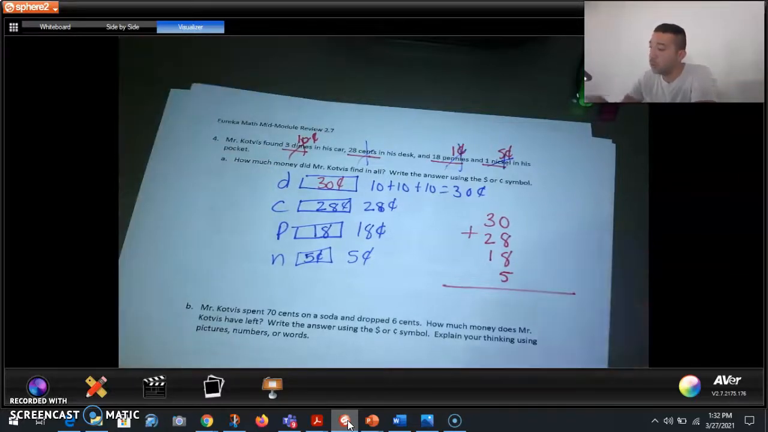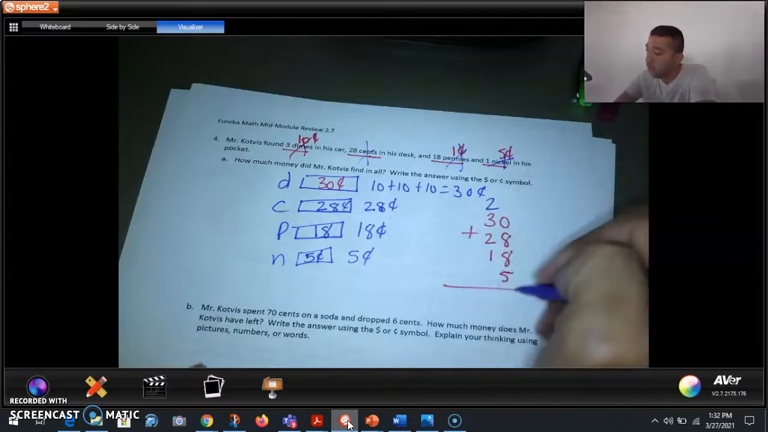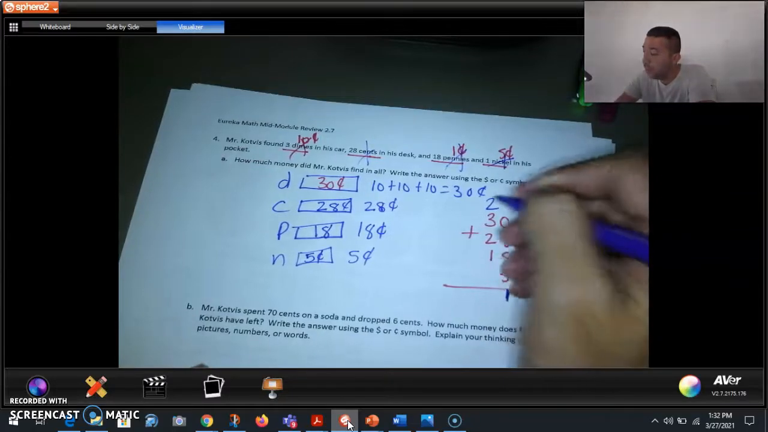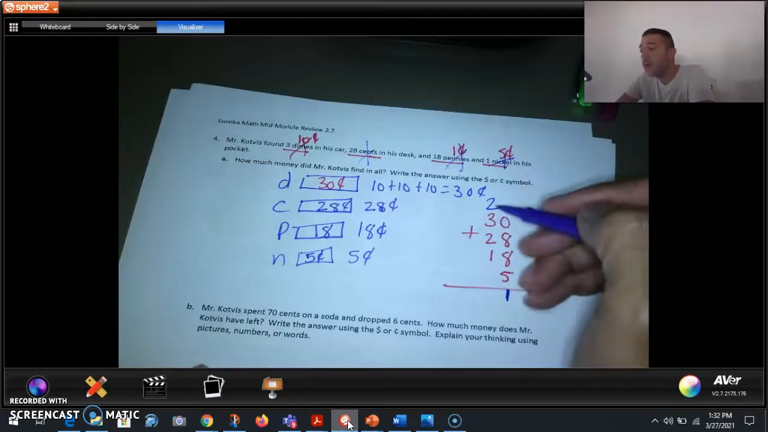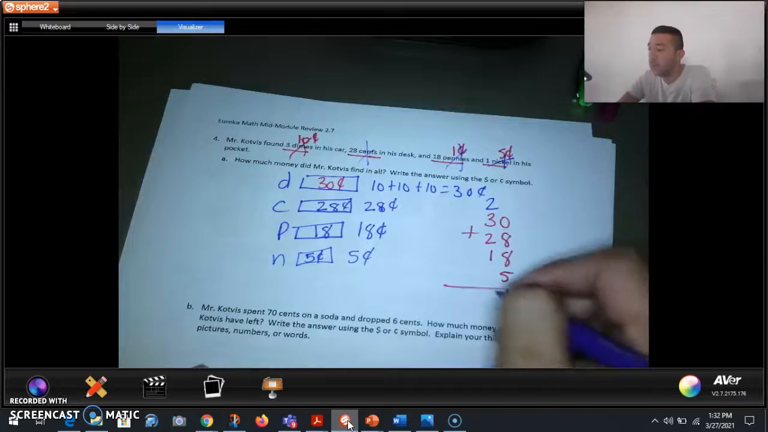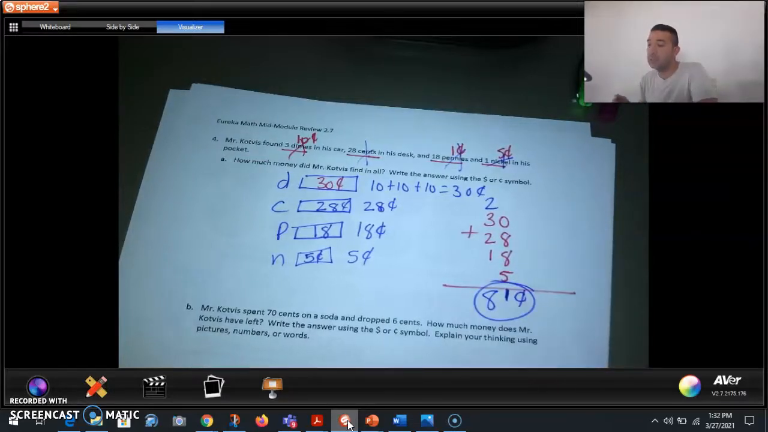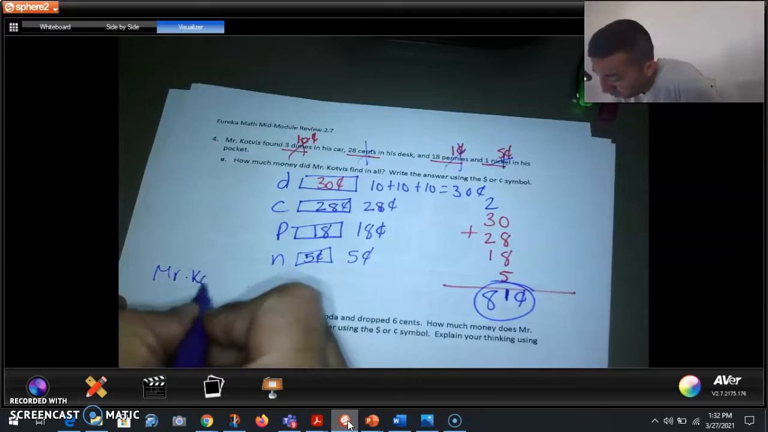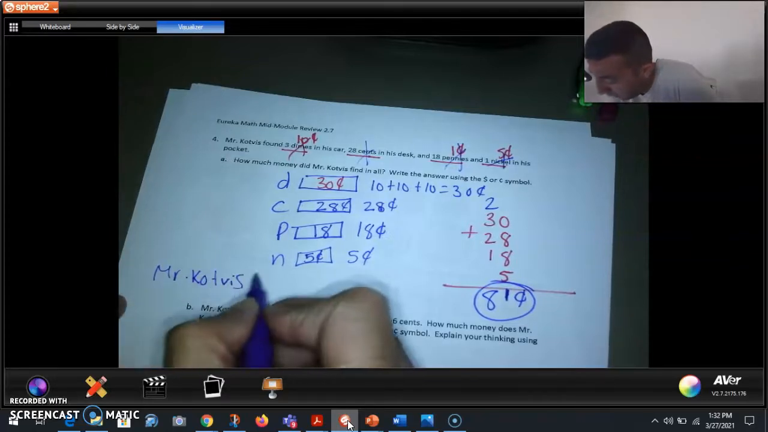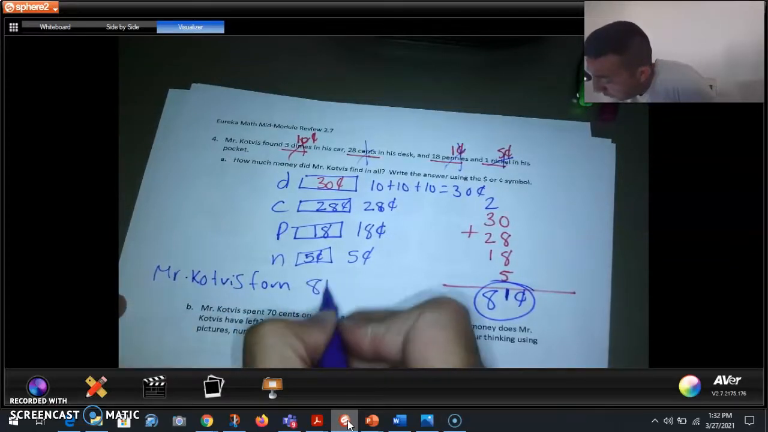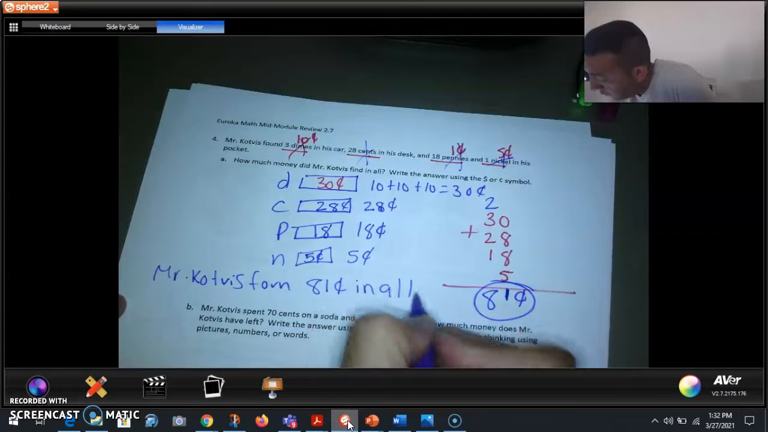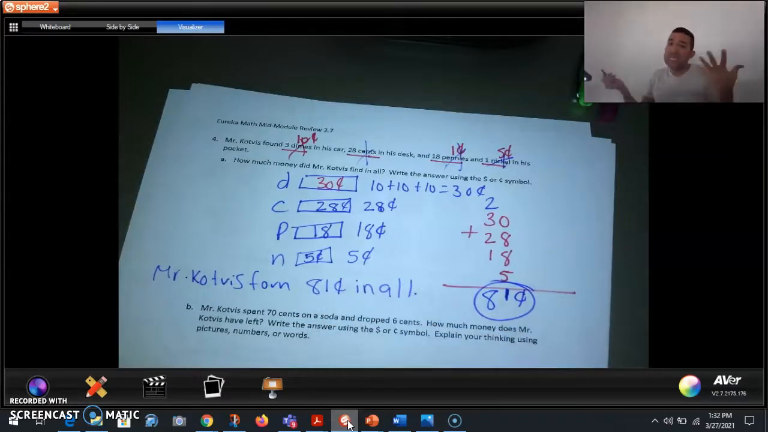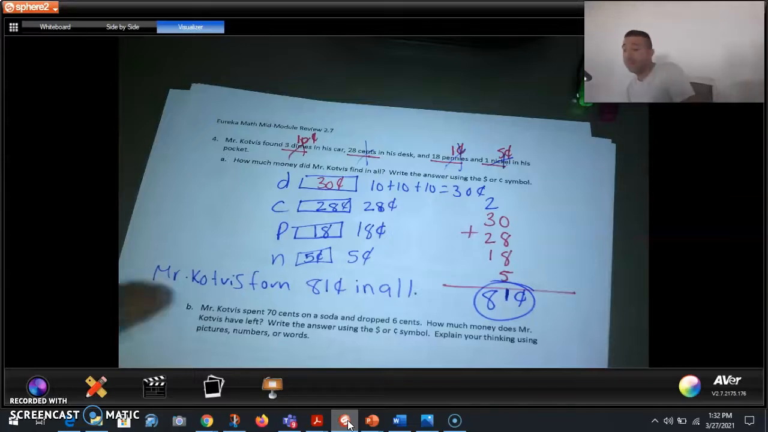21, boys and girls. So 1, we carry a 2. So 2 plus 3 equals 5. 5 plus 2 equals 7. 7 plus 1 equals 8. So my answer is 81 cents. So Mr. Cartwright found 81 cents in all, period. Okay, easy. I'm writing my statement, I'm drawing a picture, and I read it to understand it.